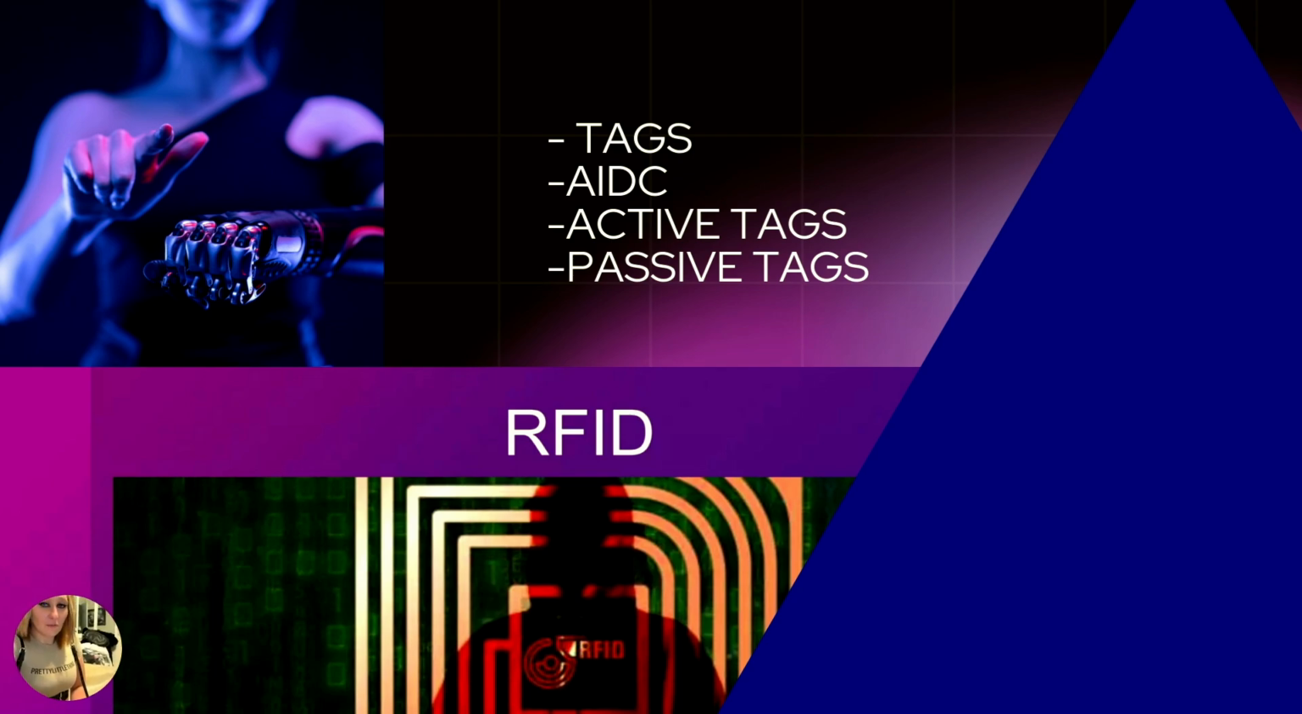Active tags, a little more detail on them. They are their own power source. Actually, they're like their own small battery, which means they can broadcast signals over long distances. They're used in places where you need to track things in real time over large areas, like warehouses and vehicle tracking. And then there's passive tags.